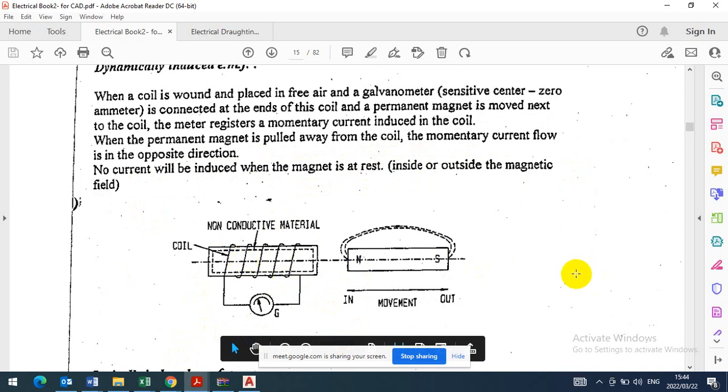Whether forward or backwards, they are saying no current will be induced when the magnet is at rest. You leave the magnet here, you leave the solenoid here. There's not going to be induction unless these lines of magnet cut through the wire. Then induction has taken place. There's always supposed to be a change, movement. Cutting through, then you move away, cut through, away.